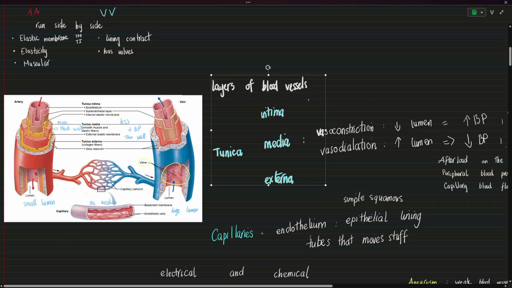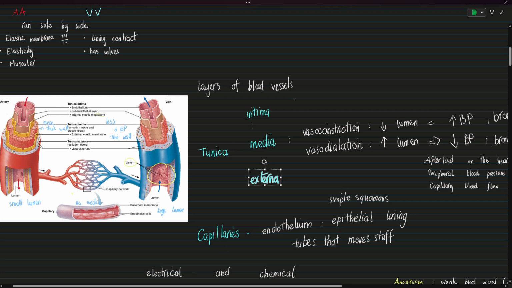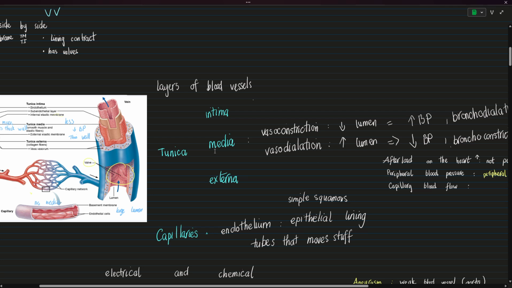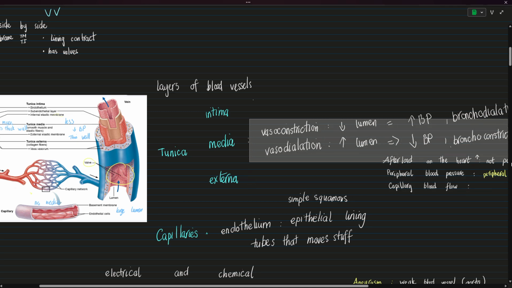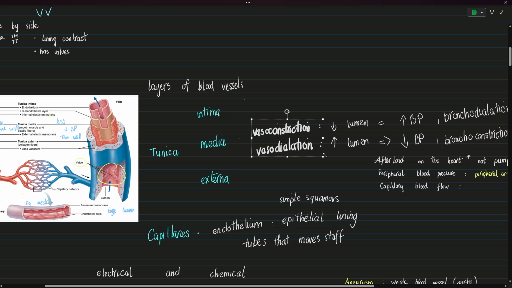So as I told you, the blood vessel has three layers: tunica intima, tunica media, and tunica externa. The lining of the intima is going to be the endothelium, the epithelial lining. And the tunica media is the muscle, just like the myocardium in the heart, responsible for vasomotor activity such as vasoconstriction. Constriction means that the lumen gets constricted, gets smaller. Vasodilation means you open the lumen, and when you open the lumen, the pressure decreases. When you tighten the lumen, the pressure increases.